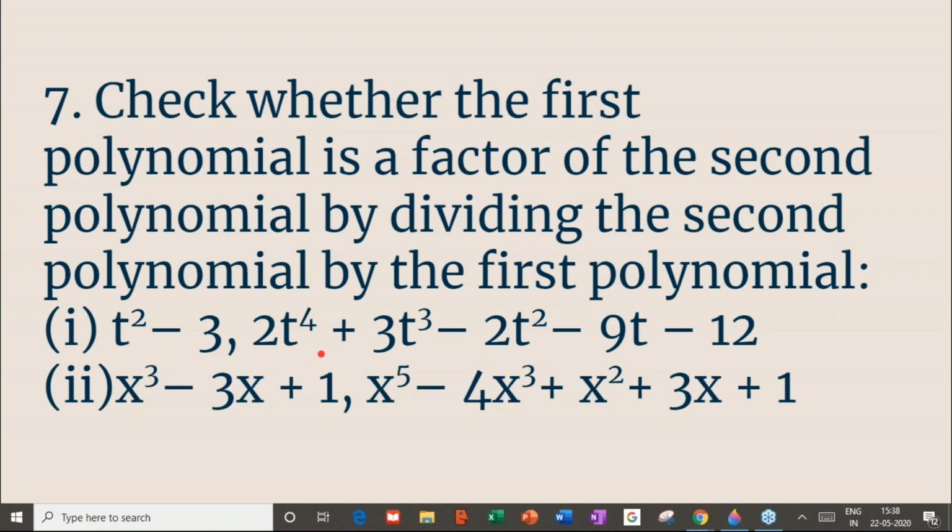P of x is 2t4 plus 3t cube minus 2t square minus 9t minus 12, and g of x is t square minus 3. Be careful while dividing. It's a little tricky. Is it a factor? Yes. Manasvi, yes, you're right. Yes, Anshika, you're right. Yes, Shreya. Be careful while dividing. It's a bit tricky when you divide.